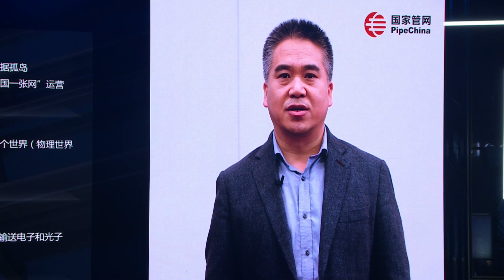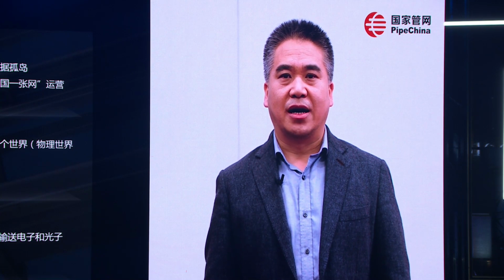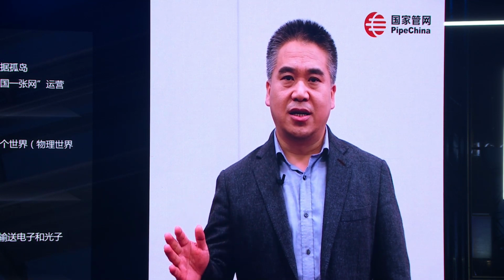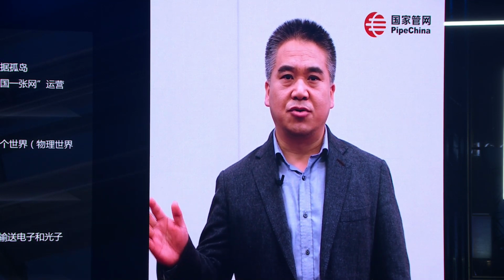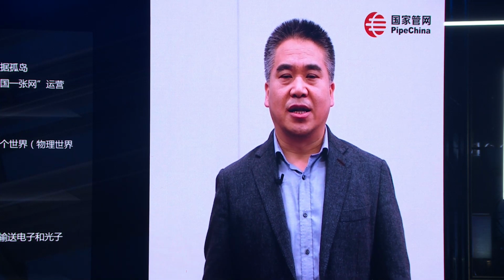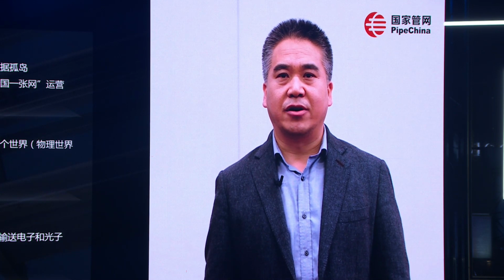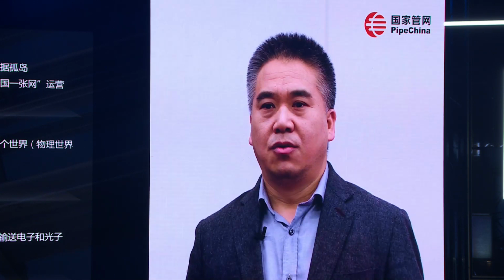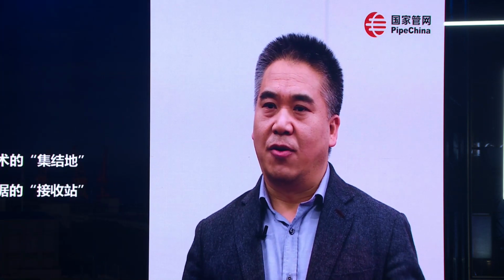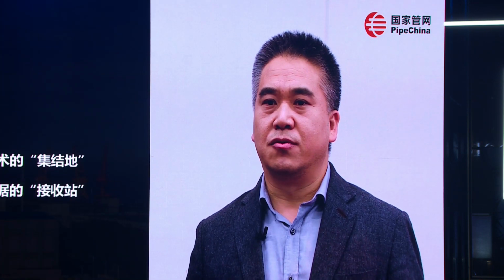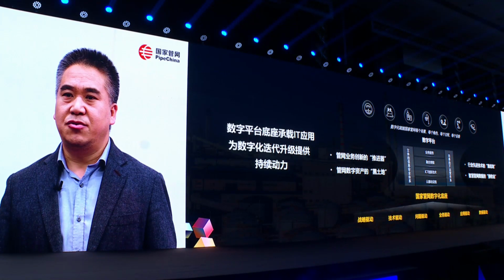We can form a new X plus one plus X business model. Pipe China can also use its nationwide physical network, LNG cooling capacity, compressor residue heat and residue pressure, and explore new services like carbon dioxide, hydrogen storage and transportation, and solar energy. We believe that platform is the foundation for us to be service-oriented.